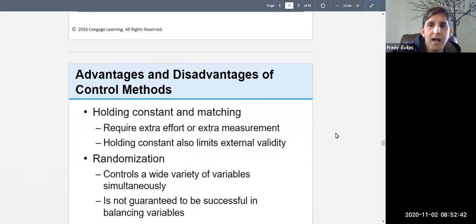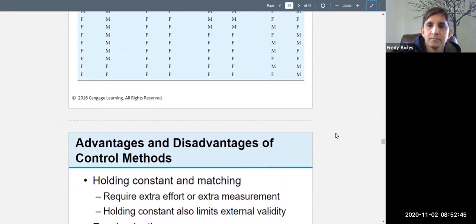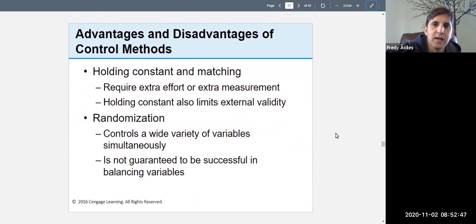The next part, let's keep going, actually. We're not done. Advantages and disadvantages of control methods, okay? Holding variables constant and matching has certain disadvantages. So holding variables constant and matching requires extra effort and extra measurement.